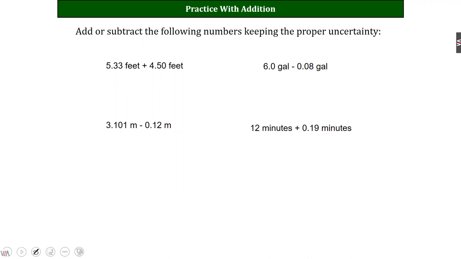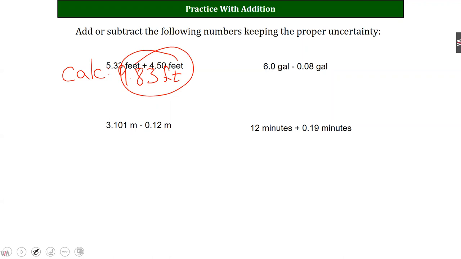5.33 plus 4.50 feet. So when you plug it into your calculator, you get 9.83 feet, right? What's our uncertainty on our starting numbers? To what decimal? Hundredths. So our answer needs to keep its decimal to the hundredths. When they're both the same, it's really easy, right? When you have your uncertainty the same decimal place for both of them, it's really straightforward. Just keep your same decimal. And there really shouldn't be any issues with rounding, because that's how addition works. So that's our answer.